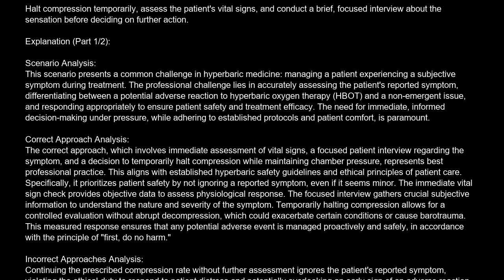The need for immediate, informed decision-making under pressure, while adhering to established protocols and patient comfort, is paramount.